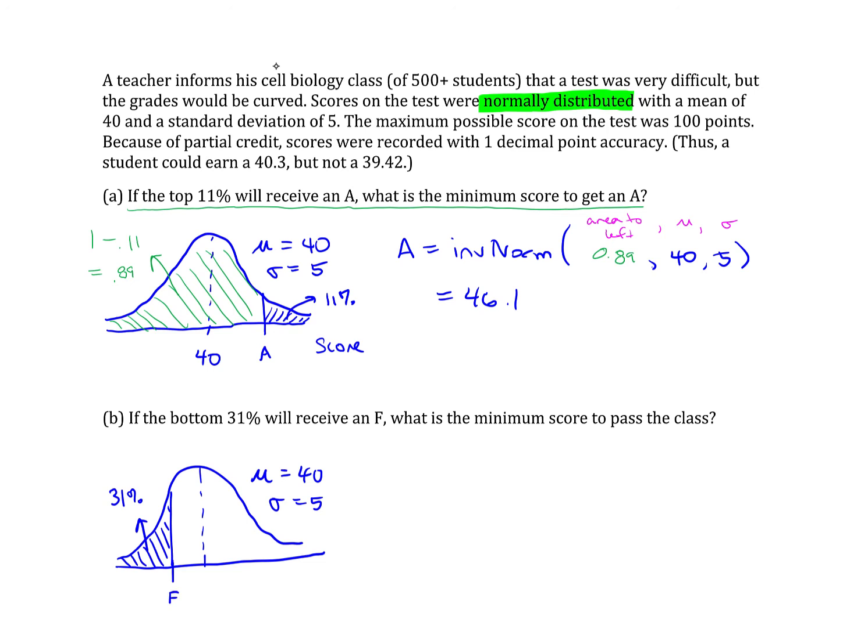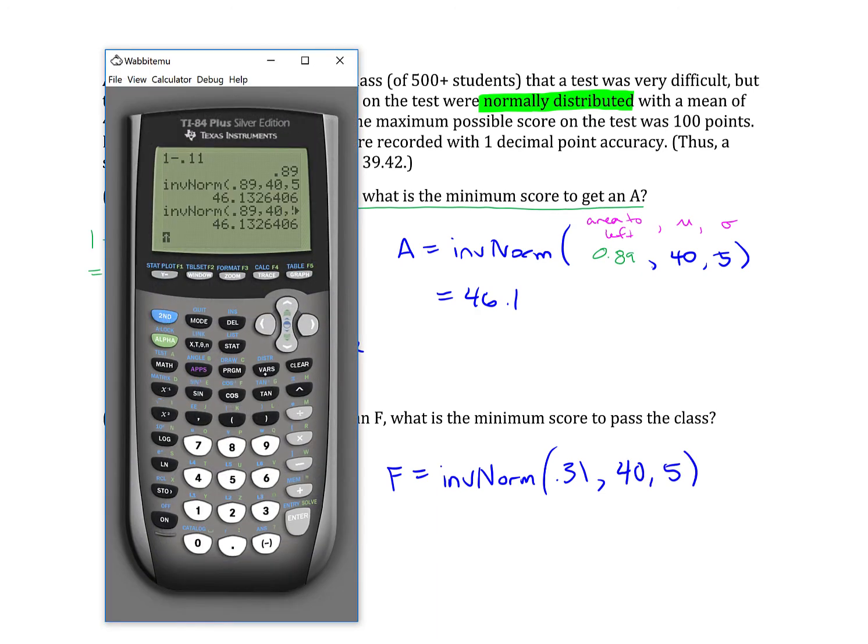But notice the only thing that's really different in this problem is that the boundary for an F is the area to the left of the value. So if I do inverse norm again, it's already area to the left, the 31% that is, so I just give it as is. And then the mean and the standard deviation. So, using the calculator for inverse norm, 0.31, comma, 40 and 5. So 37.5.